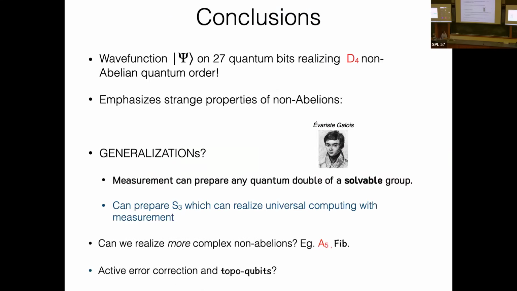And I think I'm out of time, so let me end with my conclusions. On these 27 quantum bits, we can realize this non-Abelian topological order, and it emphasizes how strange these things are. And then you can ask about generalizations. It turns out this process with measurement can prepare many other kinds of topological order, but not all of them. At least we don't know how to do them for all of them. It gives you some separation of these non-Abelian topological orders.